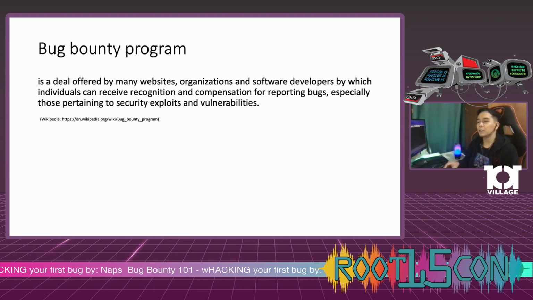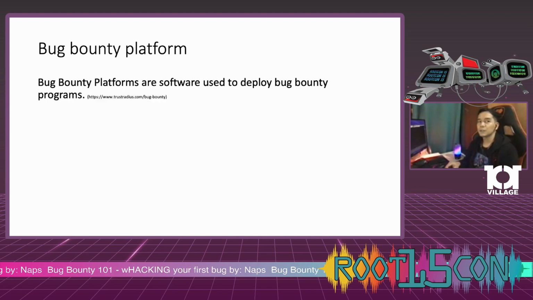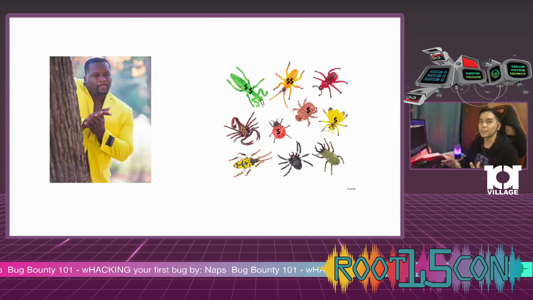So, a bug bounty program is a deal offered by many websites, organizations, and software developers by which individuals can receive recognition and compensation for reporting bugs, especially those pertaining to security exploits and vulnerabilities. Bug bounty platforms are software used to deploy bug bounty programs. There are a lot of hackers nowadays that are interested in bug bounty, probably because of the fame and the rewards. Just imagine the rewards are like thousands of dollars for just one critical vulnerability report.